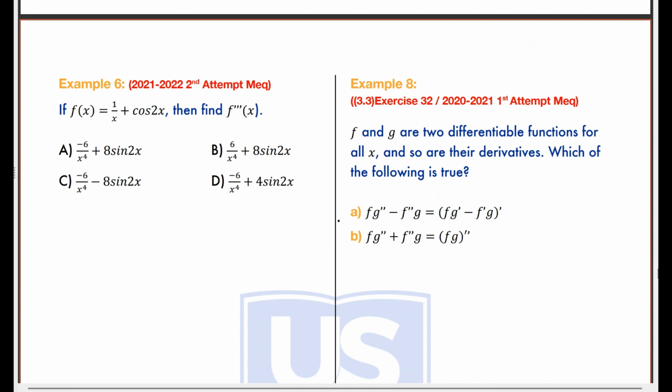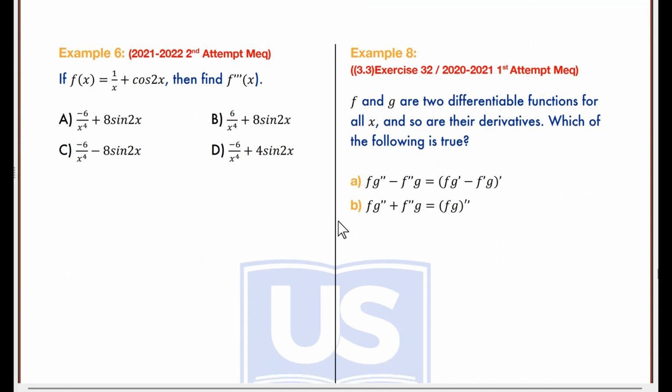Okay, let's solve some mystery questions. F of x is given. F triple prime of x is asked. The third derivative is asked. Okay, let's try. All right, f prime of x. I can write 1 over x as x to the minus 1, by the way. So the first derivative will be x to the minus 1, negative in front, negative x to the minus 2.